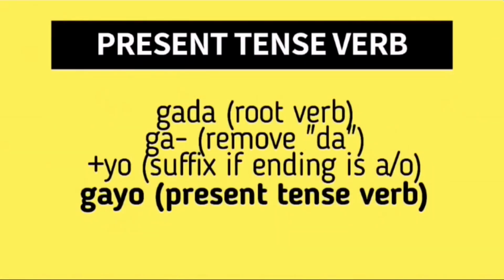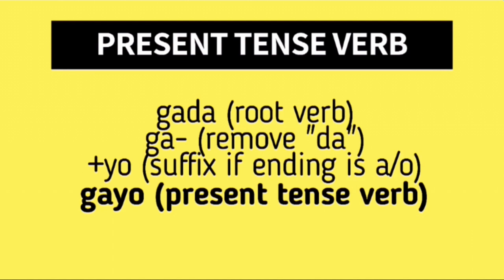Initially we have GADA, and this is the root verb, and the first step to the conjugation of GADA to 가요 is the removal of da. Now we're left with ga, and after that we'll have to decide what is the suffix that's supposed to be added to it. And as shown, yo is the supposed suffix. And ga plus yo is 가요, and that is the present tense form of GADA.